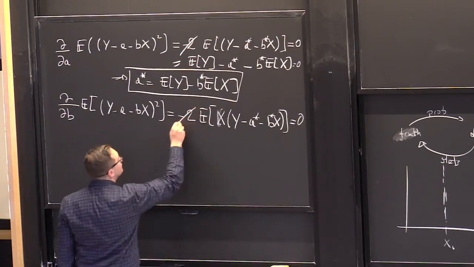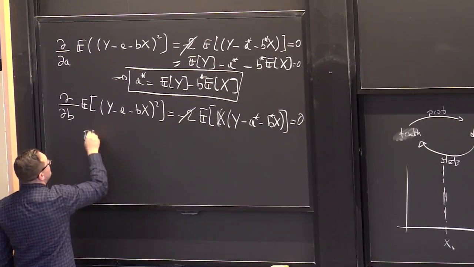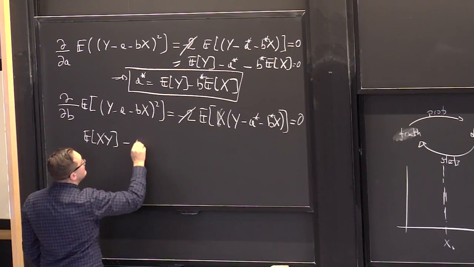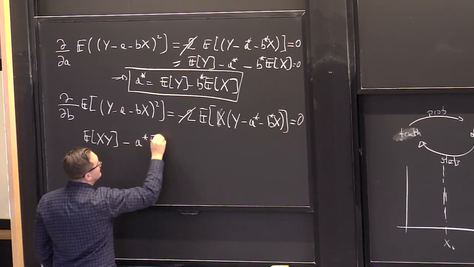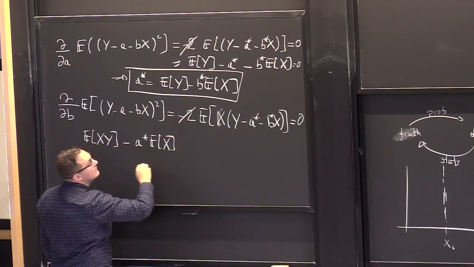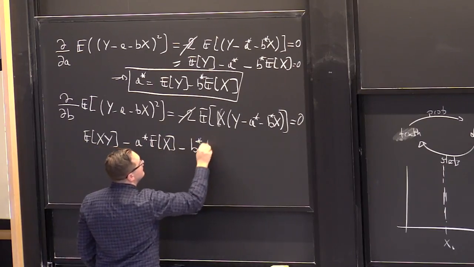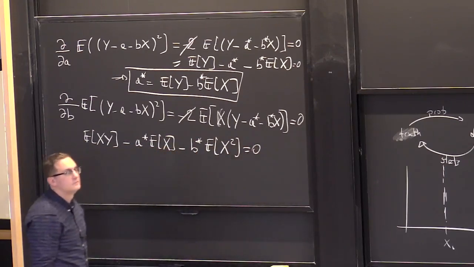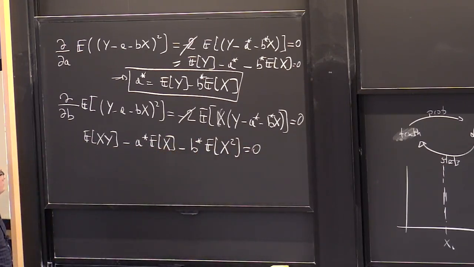What I'm left with, so this minus 2 goes away. And so it says that expectation of xy minus a star expectation of x minus b star expectation of x squared is equal to 0. So now I have to solve for those two guys. So I'm just going to plug in my a star equal to this expectation.